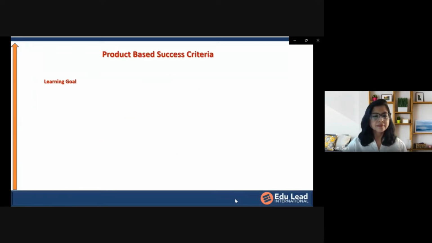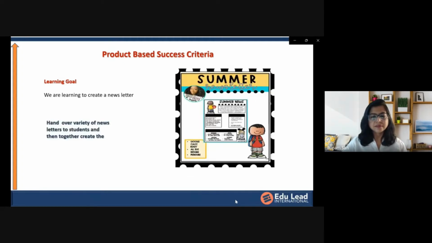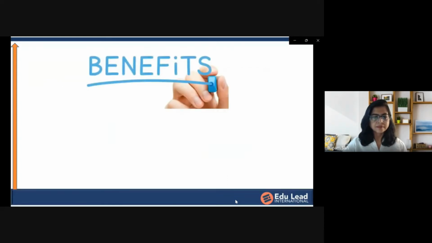Now let's have a look at some of the product-based success criteria. Suppose you're expecting some product to be produced by the end of the learning goal. The example is, we are learning to create a newsletter. Now here, the best thing is to provide them with a variety of different newsletters and together work out the success criteria. This way, if the students are involved in creating the success criteria, they will definitely be coming out with a better product.